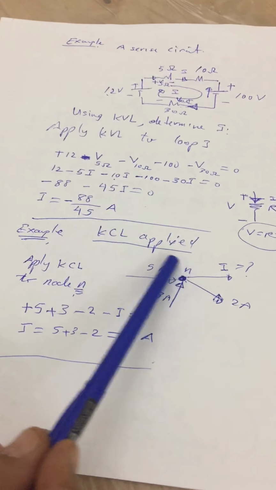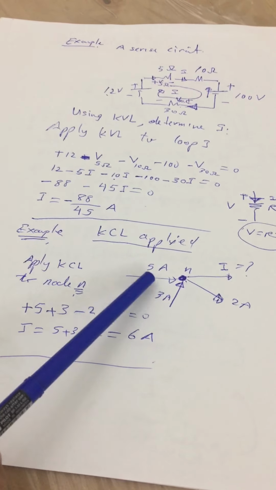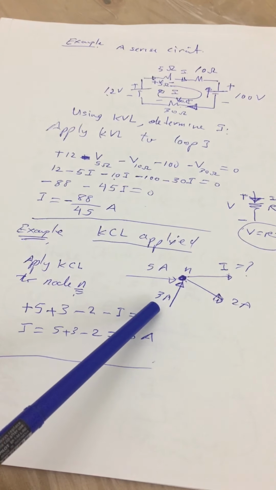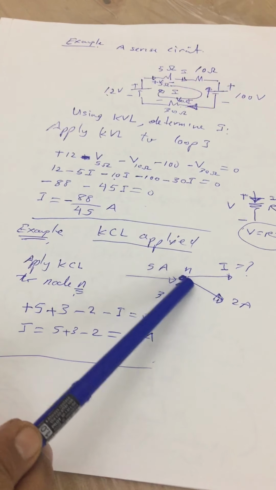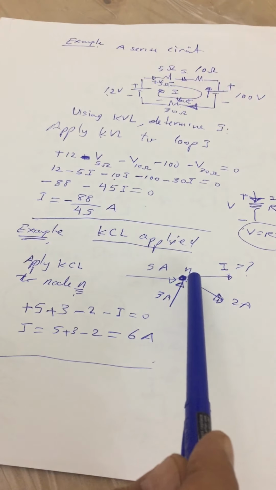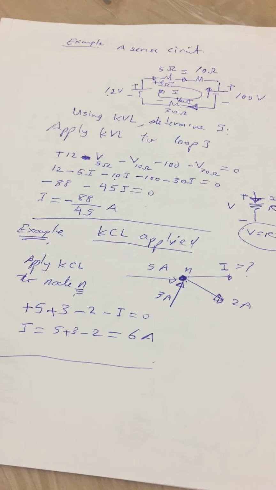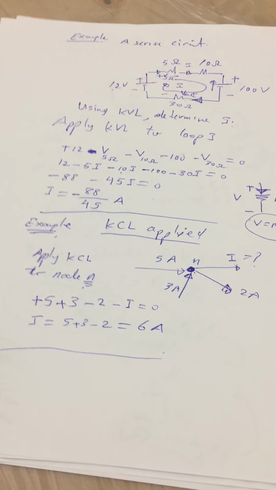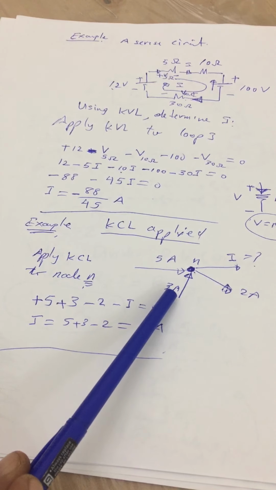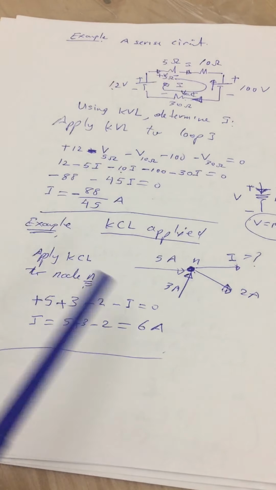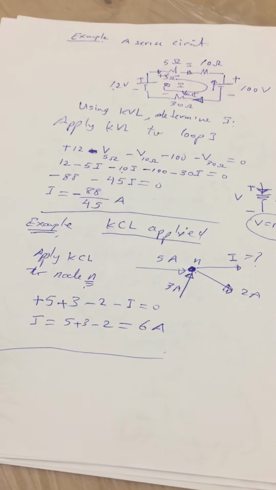Let's apply KCL to this node N, where we have a current 5 amps injected into the node, another current 3 amps injected also into the node, and a current 2 amps leaving the node. And we have a current leaving the node of unknown value I want to calculate. So apply KCL to node N. 5 is injected into, so it is plus 5, plus 3 because it's injected, minus 2 because 2 is leaving, minus I because I also is leaving the node. So I will be 6 amps.